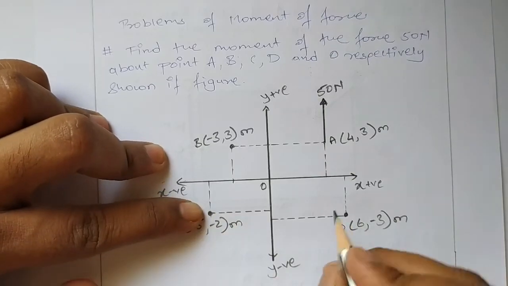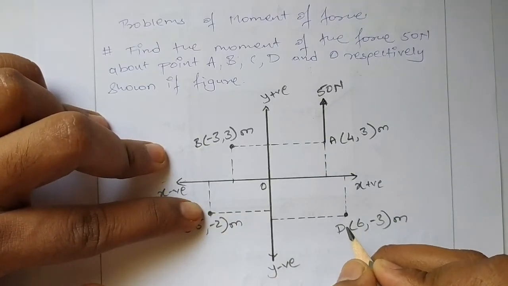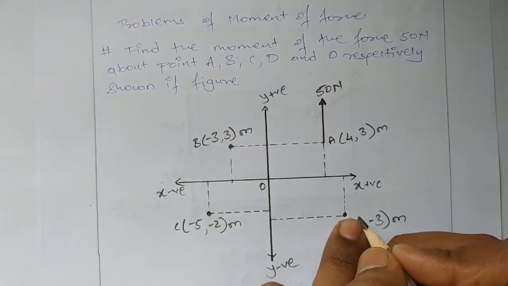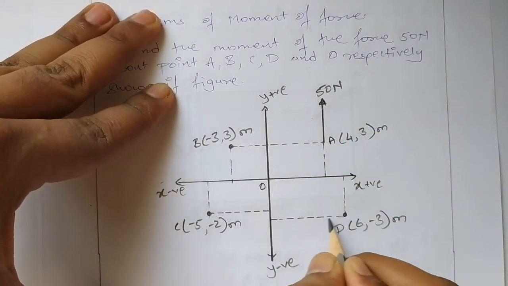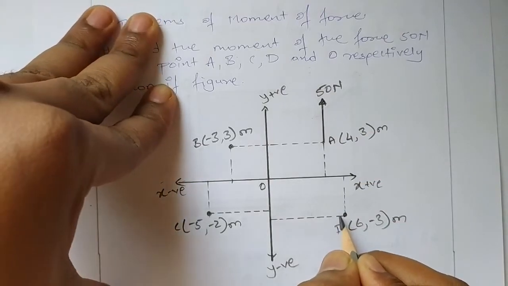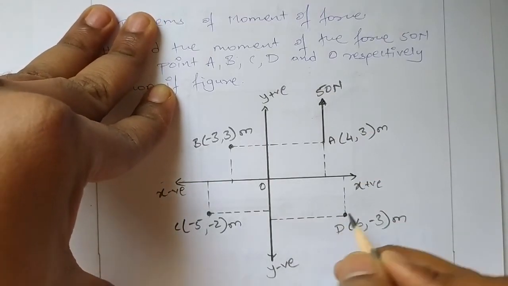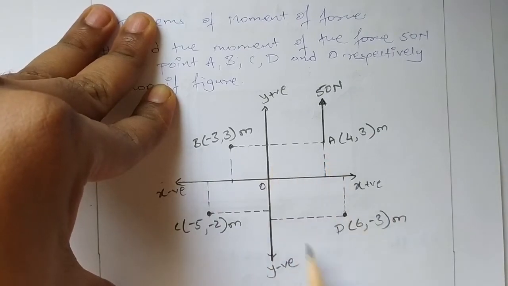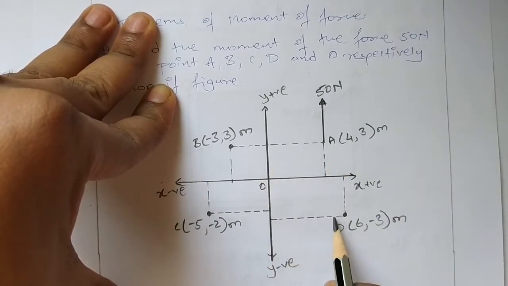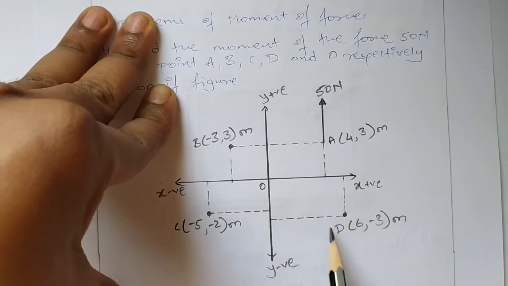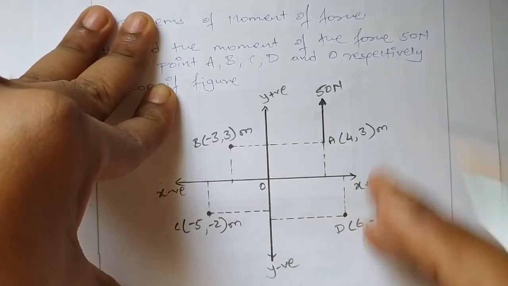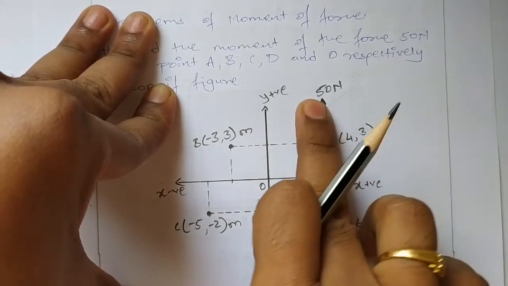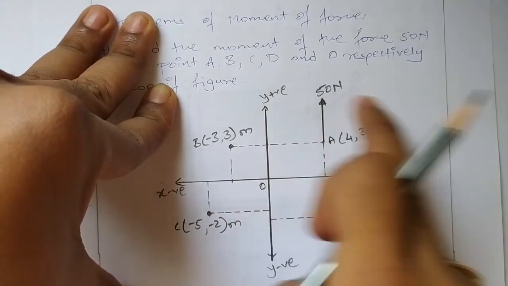Then similarly, if I see from point D, again see here the line of action of force and the perpendicular distance is this. The perpendicular distance measured here is, again this is 4, and if it is 6, then the perpendicular distance from line of action of force to this point is 2 meters. So again, from point D, the force 50 is making a clockwise moment.